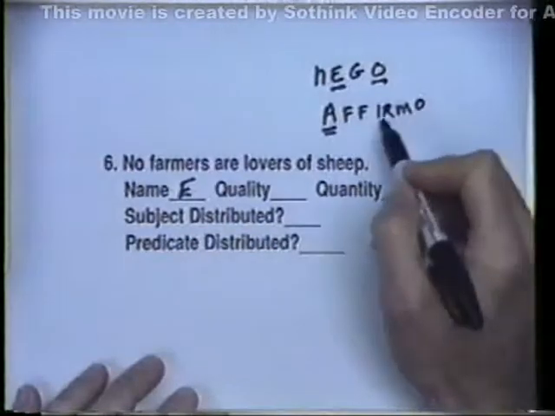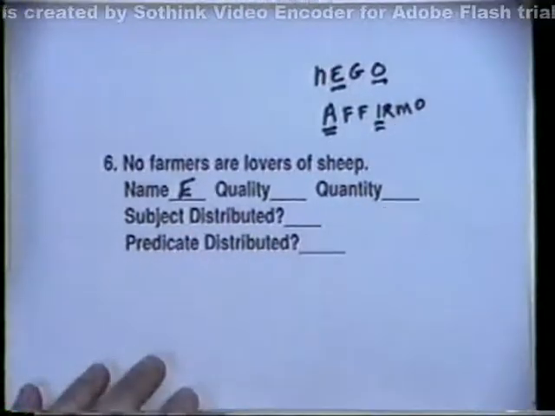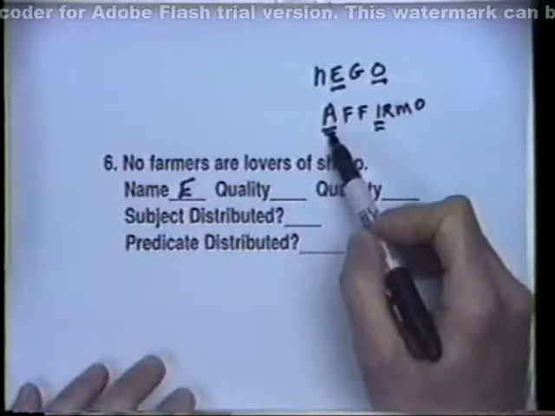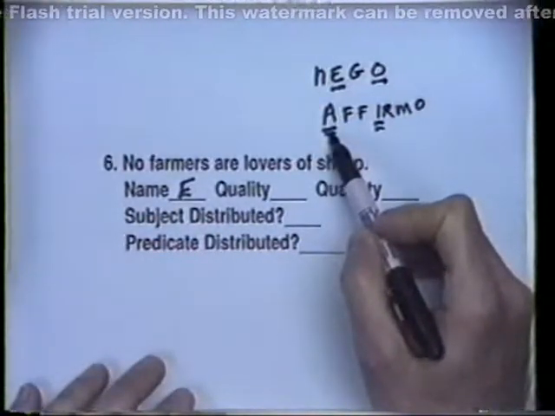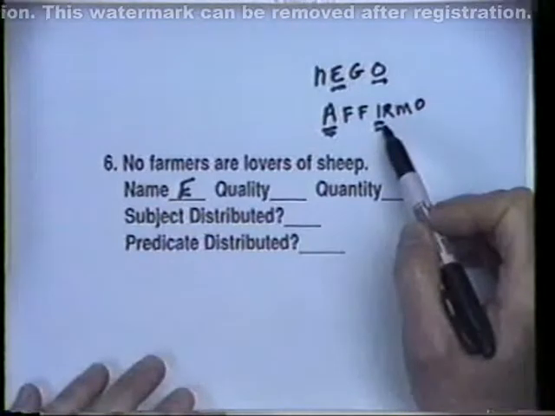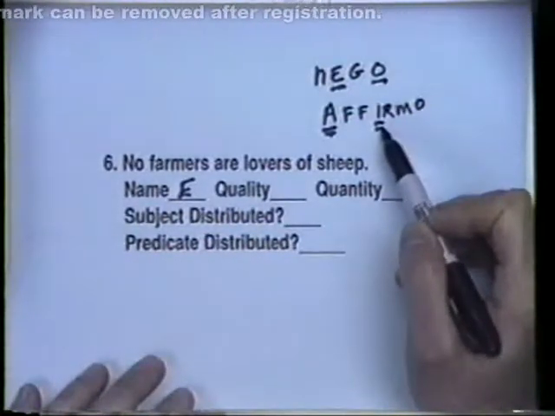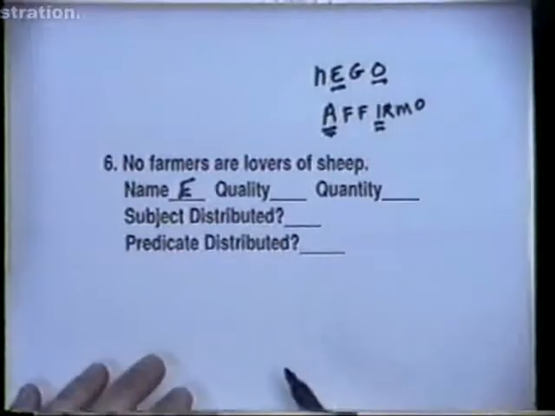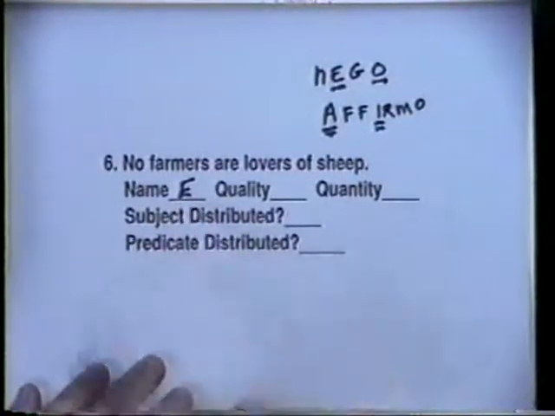The affirmative sentences, the first two vowels in affirmo are A and I. So the universal affirmative sentence, all S are P, is an A. The particular affirmative sentence, some S are P, is an I. So if we look at this little rule of thumb here, we can see that the right answer for no farmers are lovers of sheep is E.